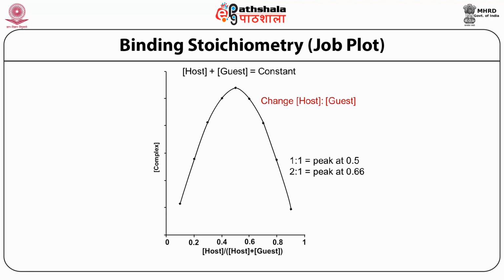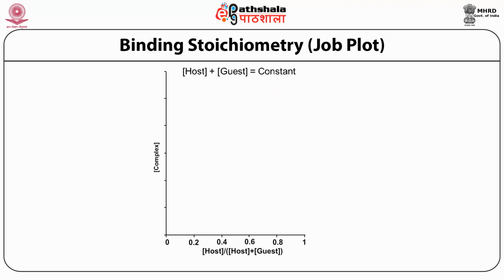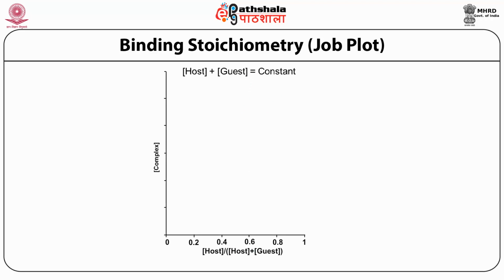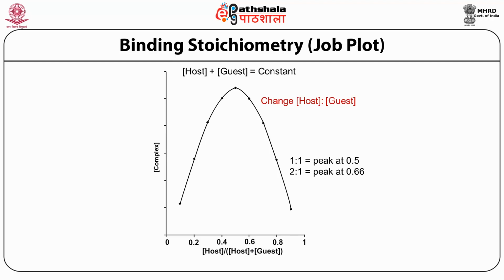For this experiment, what we do is we keep the total concentration of host and guest constant, and then we change the host and guest ratio and measure the NMR or UV signal. In NMR we measure the chemical shift signal, and then we plot the mole fraction of host, and on the y-axis we plot the concentration of the complex, and we get the following, where a peak appears. Now if the peak appears at 0.5, then it can be a 1:1 complex. If the peak appears at 0.66, then it can be a 2:1 complex in favor of host.